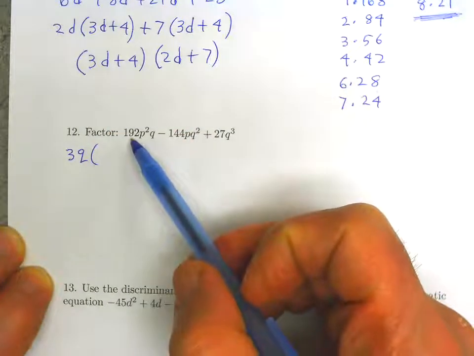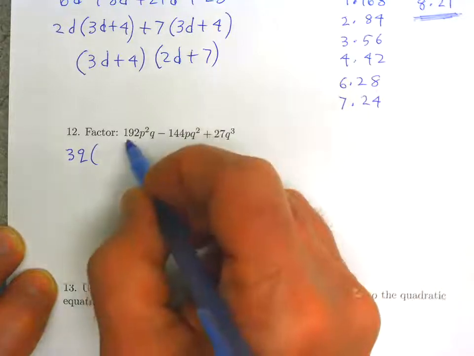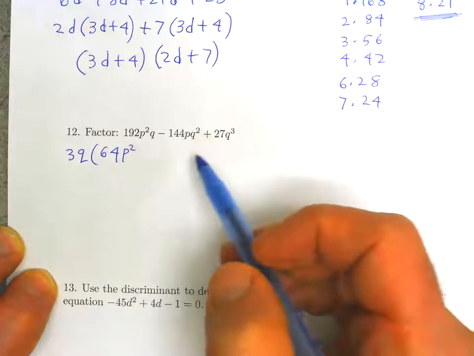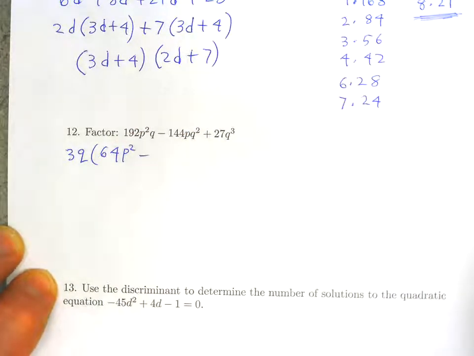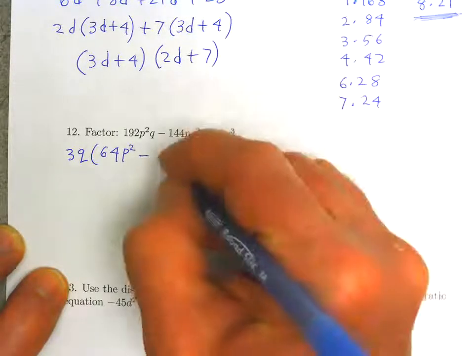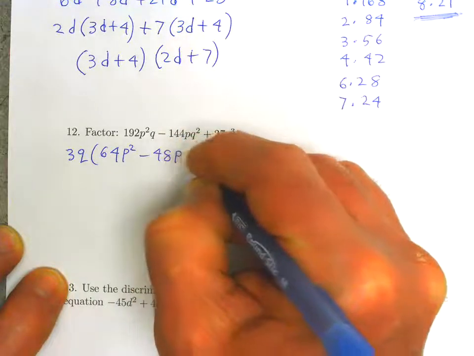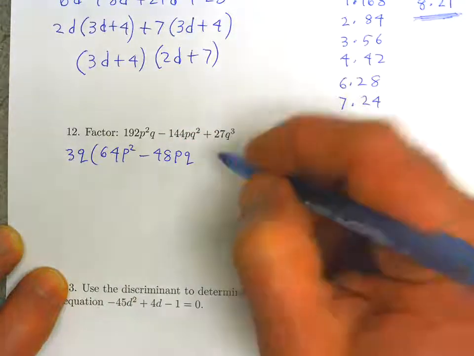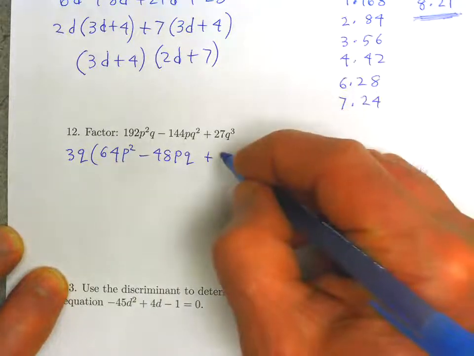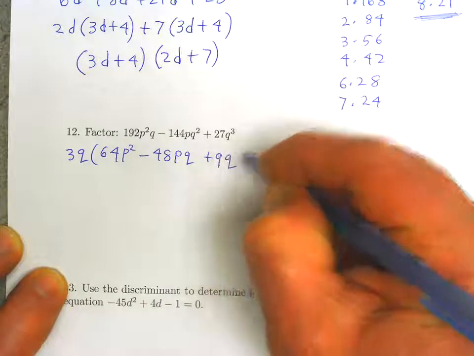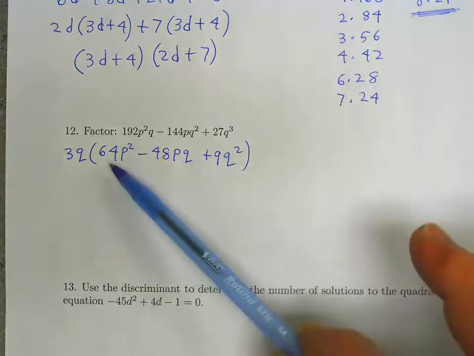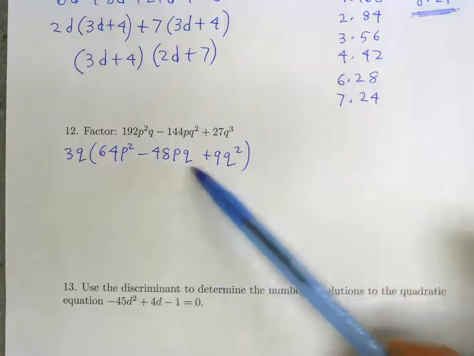So let's see, 3 times 64, so 64 p squared. And 3 times negative 48 is negative 144. So the middle term will be minus 48 p times q. And then factor 3q out of 27 q cubed, we're left with 9q squared. Okay, now we want to see if we can factor the trinomial.